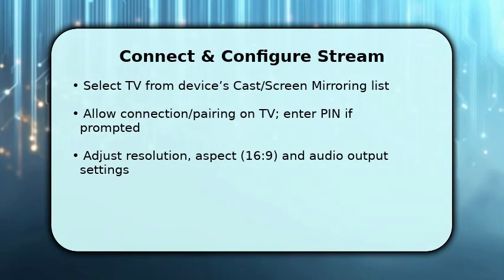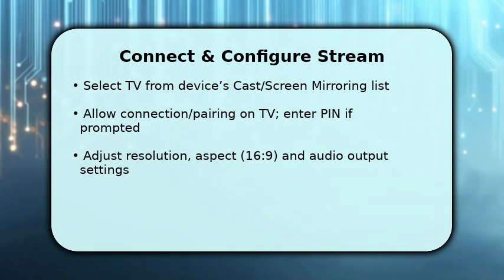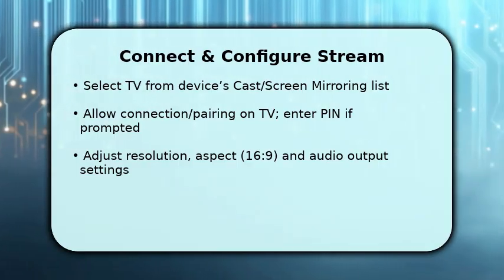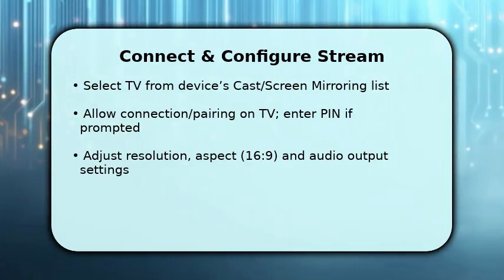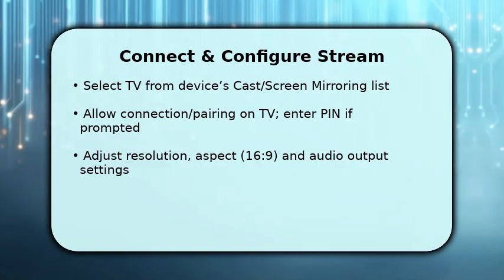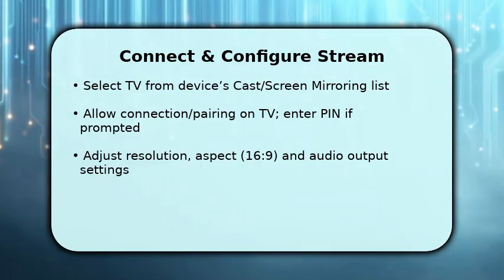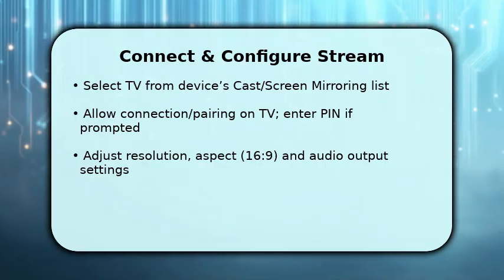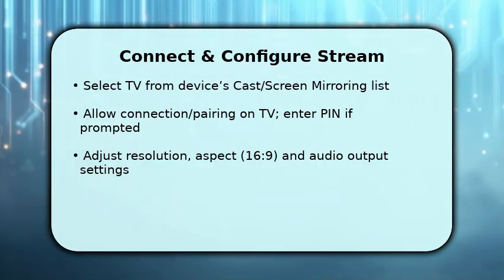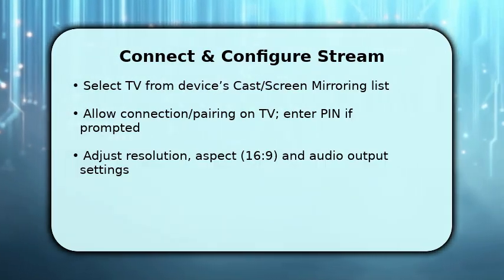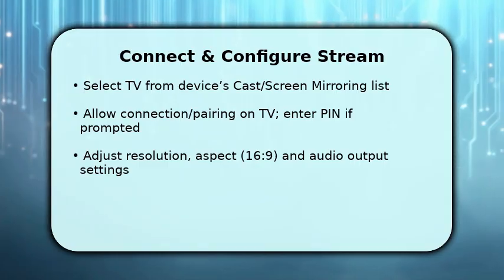You tap the TV name to initiate the connection. Once selected, allow pairing on the television and enter a PIN if the screen shows one. After connection, configure resolution and aspect ratio, set to 16:9 for video or mirror at native resolution for clarity. Then choose audio output, TV speakers or device.